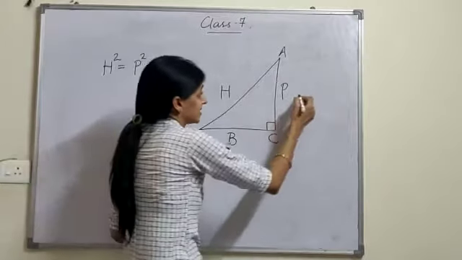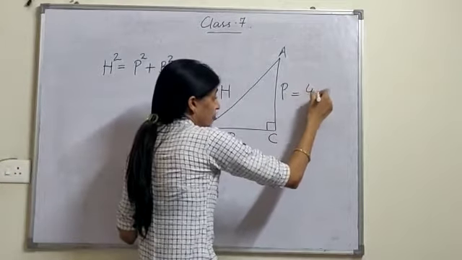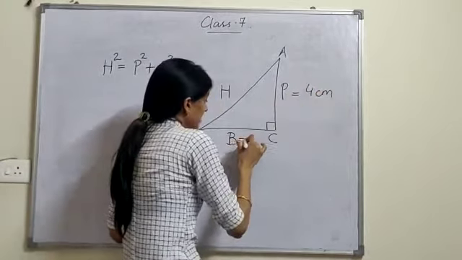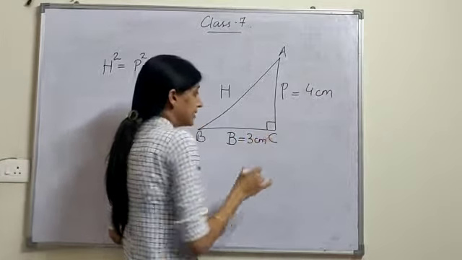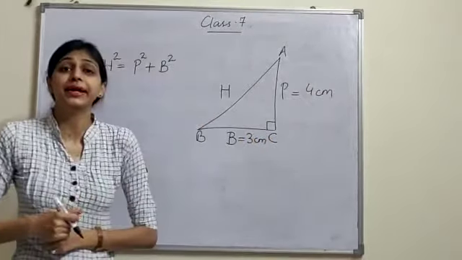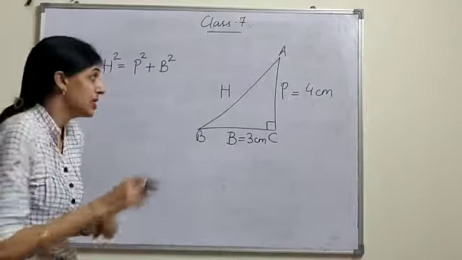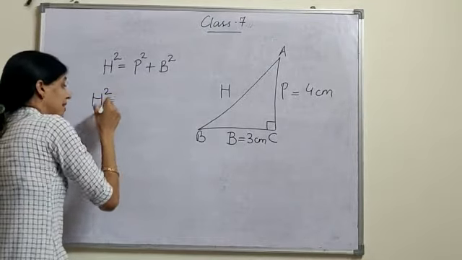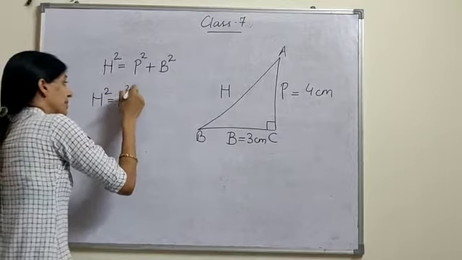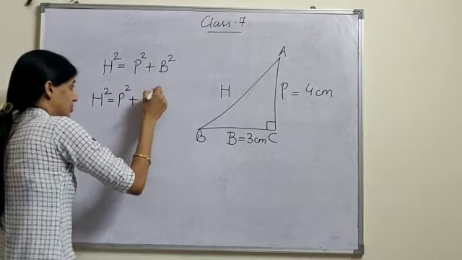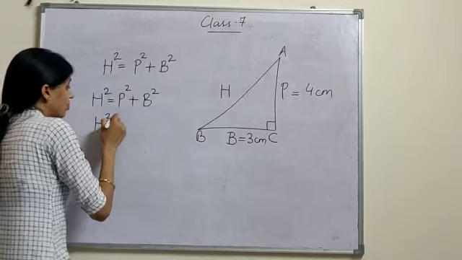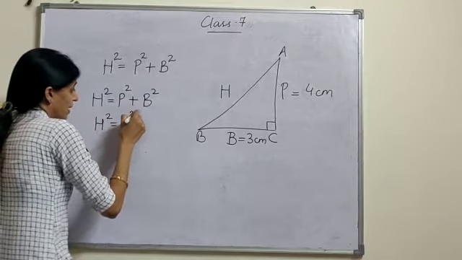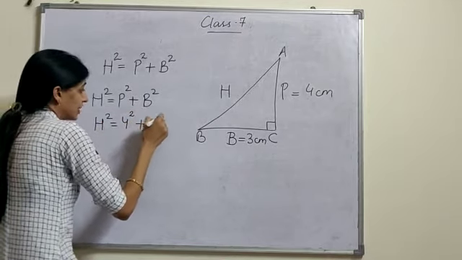Suppose this side is given to you as 4 centimeters, this side is given as 3 centimeters, and you have to find out the hypotenuse. How do we find it? We know hypotenuse square equals perpendicular square plus base square. What is the perpendicular? 4 square plus base 3 square.